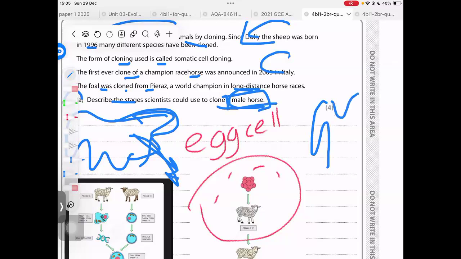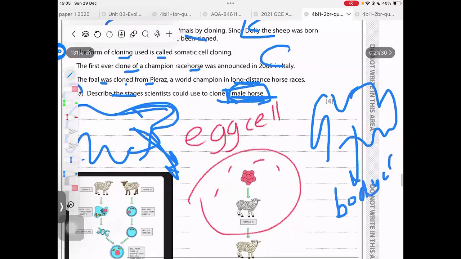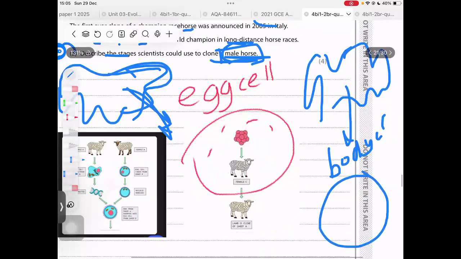From this male horse, you are taking a skin cell, any body cell that you like. Basically, it could be a skin cell, or else you can write down a body cell. So from this horse, you took a body cell. That body cell has a nucleus. You're not going to remove that nucleus. And in this egg cell, you remove the nucleus.